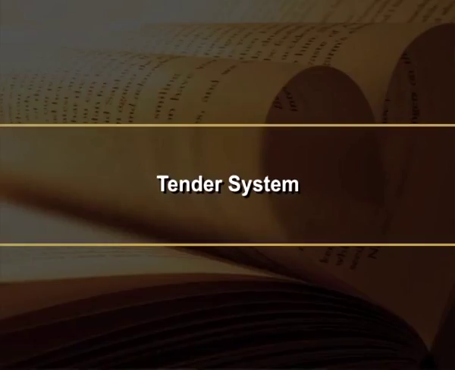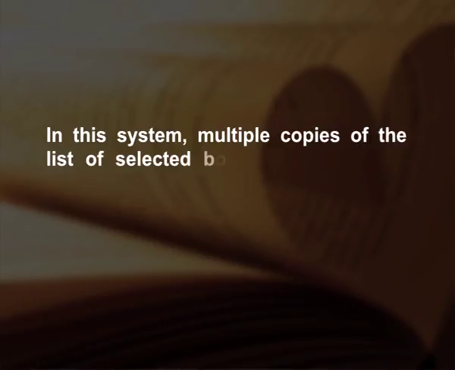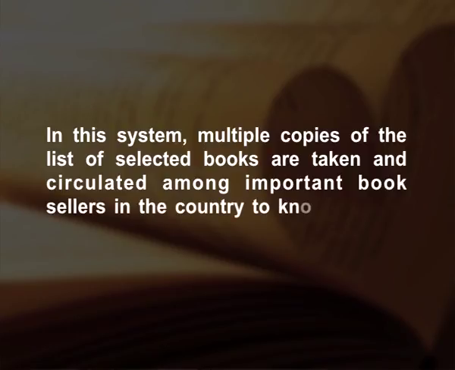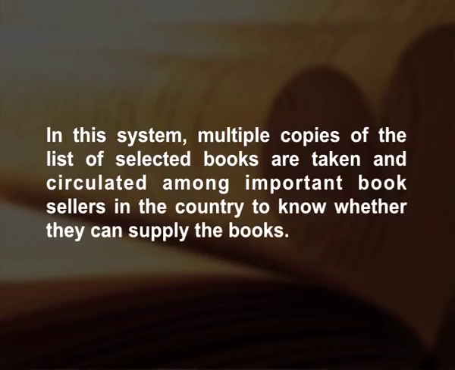Ordering. Several practices are followed in India. They are tender system. In this system, multiple copies of the list of selected books are taken and circulated among important booksellers in the country to know whether they can supply the books. They will be asked to specify the price, discount rates and the time needed for the supply. The order is given to the firm which offers the lowest tender for the supply of books. Sometimes the order is split and given to various booksellers who offer the highest rates of discount and the lowest exchange rate.